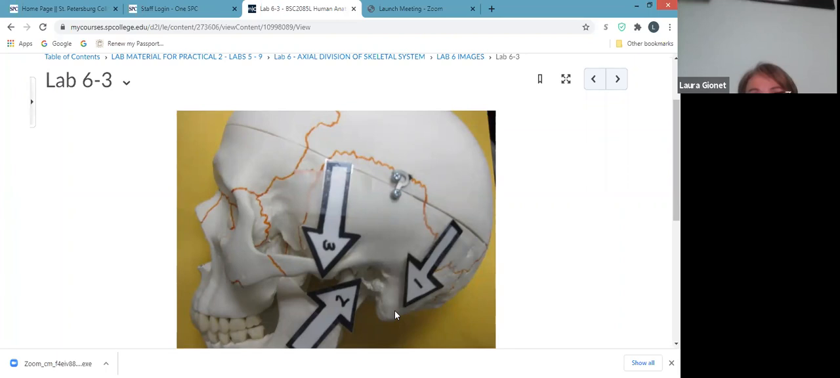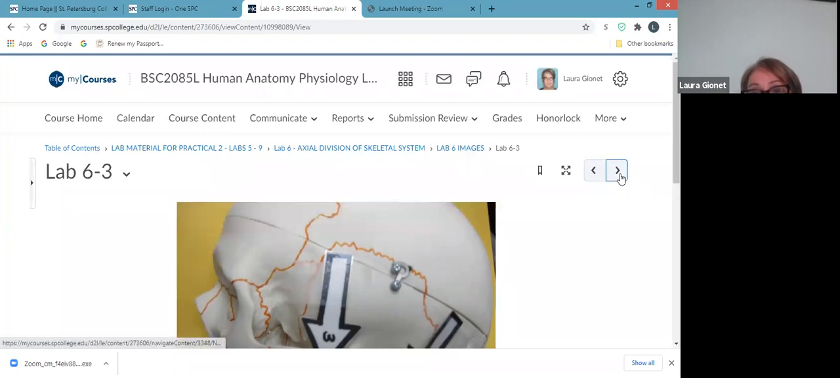There's feature 1, which is the mastoid process. Feature 2 is pointing to your ear hole here. That's your external acoustic or auditory meatus. And 3 is pointing to this piece of bone that extends forward toward the nose, and that is the zygomatic process on this temporal bone. Okay.